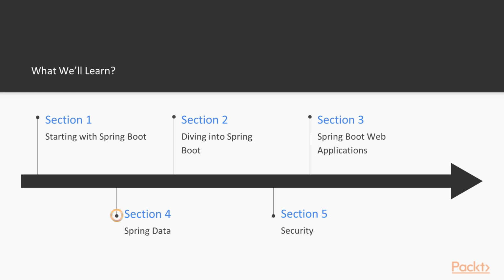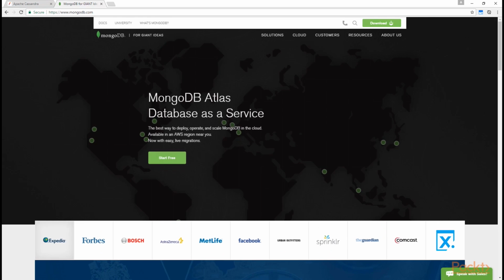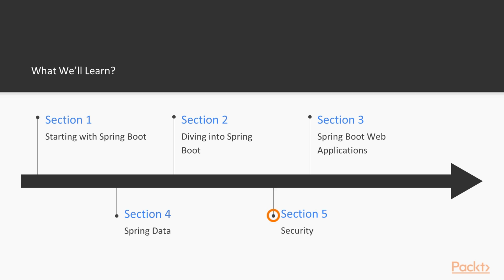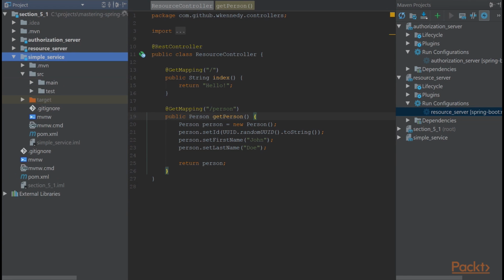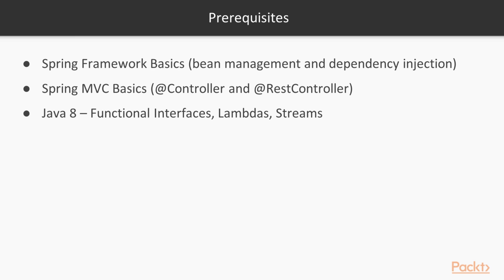In Section 4, we'll turn our attention to the data and discuss Spring Boot and Spring Data in order to integrate with different databases. The final section, Section 5, will cover Spring Boot and Spring Security and different ways of implementing the OAuth 2 specification.